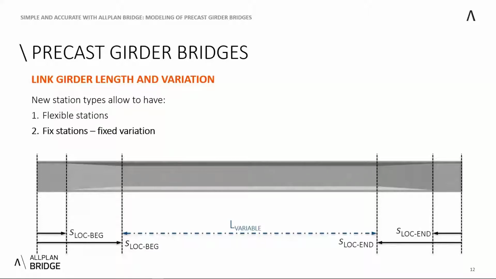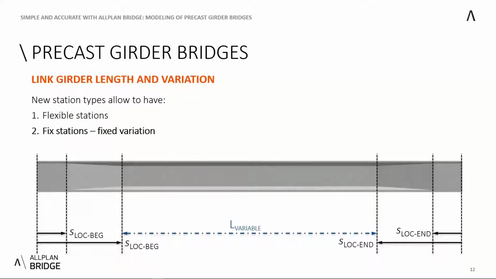In the case when the position of the cross-section change is fixed, you can now use the new station types. Let's call them fixed stations. With the help of these, it is possible to fix the station that governs the girder geometry. Below we can see a perfect example. At the begin and end of the girder, we have two fixed positions that govern the girder geometry, regardless of the girder length. They are always at the same position. Let's say always 1 and 3 meters from begin and end of the girder.